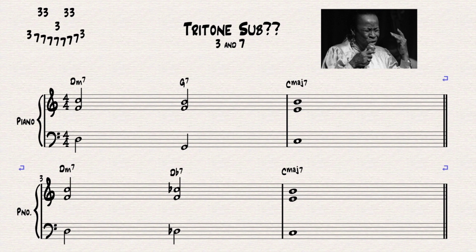Today we'll be talking about the tritone substitution. To start off, let's take a look at the 3rd and 7th of each chord and see how they move around. As you can see, I've already set up our 2-5-1 here with our D minor 7, our G7, and our C major 7.